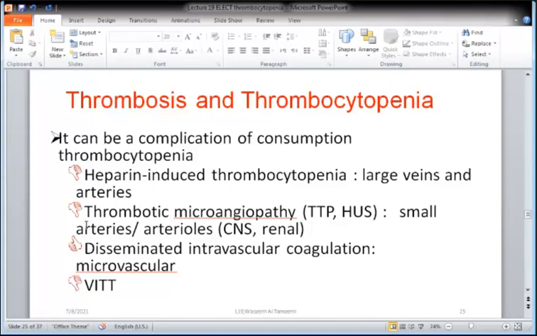I put marks in front of each one. In all of these conditions, platelet transfusion is contraindicated. In HIT, TTP, and in VIT, the platelet transfusion is contraindicated because it will induce more thrombosis. Except in disseminated intravascular coagulopathy, the platelet transfusion may be allowed if the patient presents with severe bleeding.